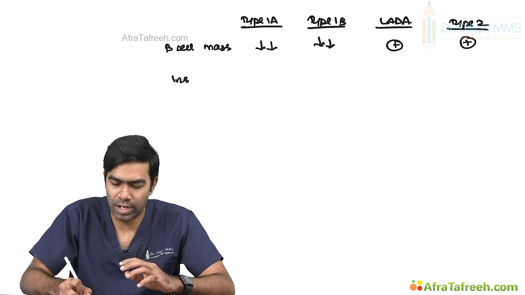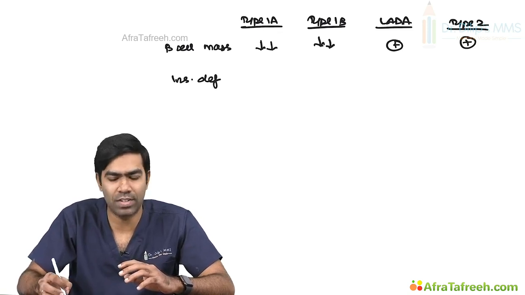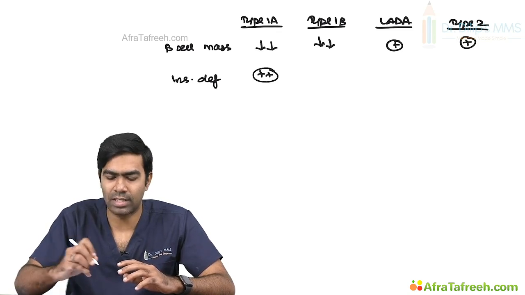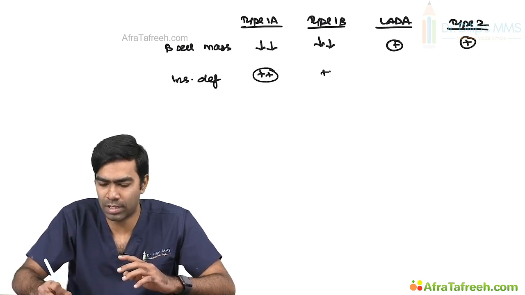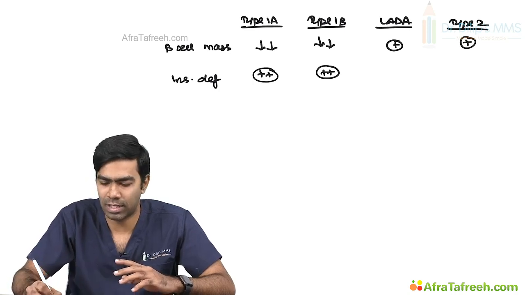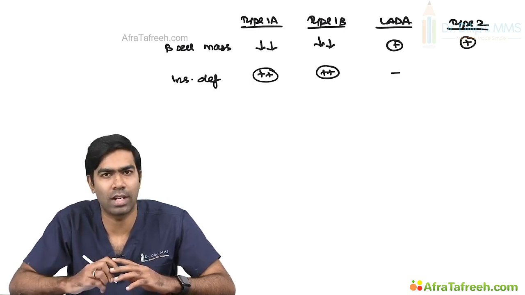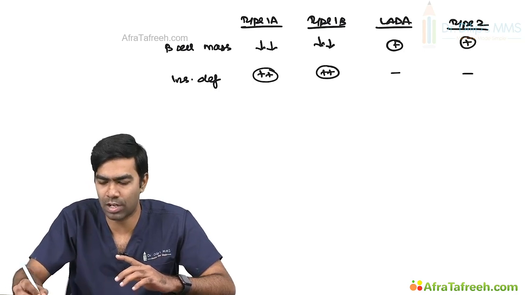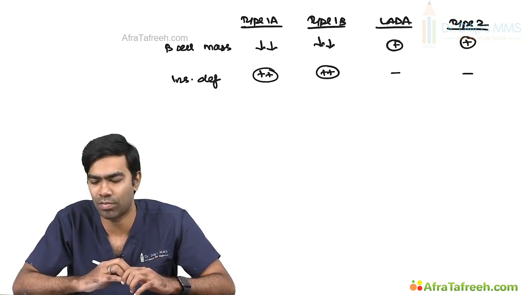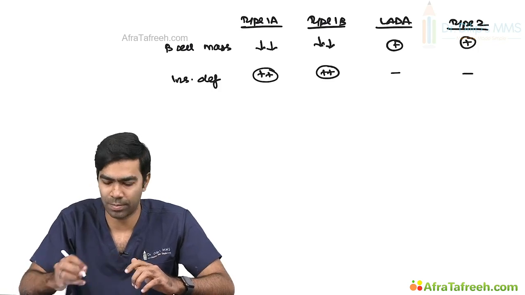And what about insulin deficiency? Insulin deficiency is a key feature in the setting of type 1A diabetes and type 1B diabetes, whereas insulin deficiency is not a key feature of LADA to start with, and insulin deficiency is not a key feature of type 2 diabetes mellitus to start with.